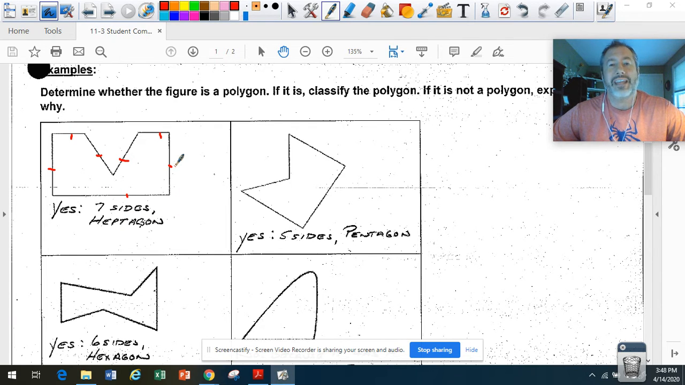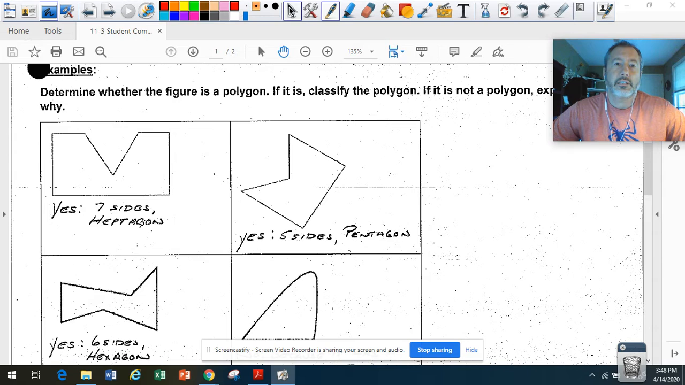Now, we would actually call this a concave heptagon because we have a side that's been pushed in, like you're going into a cave. If I were to connect these 2 edges right here, we can see that this side down in here has been pushed in. That's why it's concave and not convex. Over here, we have our segments, that's good to go. No overlapping. It is closed. So yes, it is a polygon with 1, 2, 3, 4, 5 sides. So it is a pentagon.